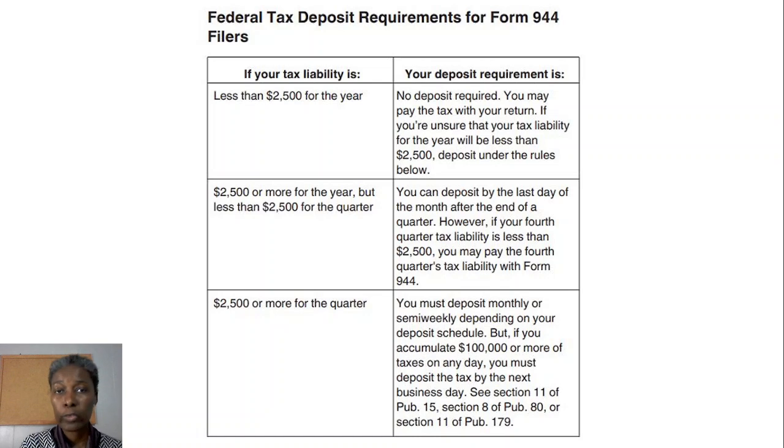But if your 2023 Form 944 tax liability on line 9 is $2,500 or more for the quarter, you must deposit monthly or semi-weekly depending on your deposit schedule. But if you accumulate $100,000 or more of tax on any day, you must pay that the next day, and then you switch to semi-weekly deposit schedule. You can read more in Publication 15, Section 11, and Publication 15 is the Employer Tax Guide.